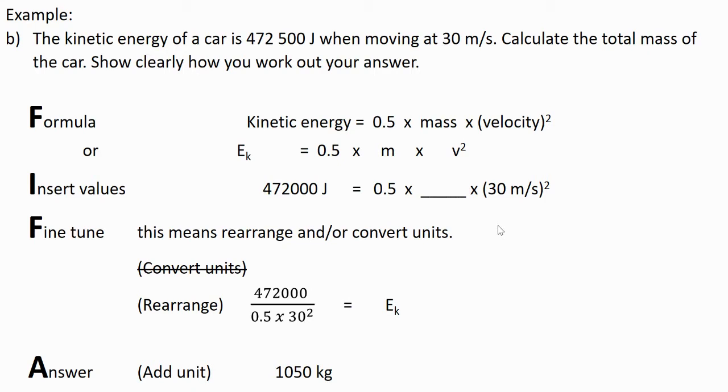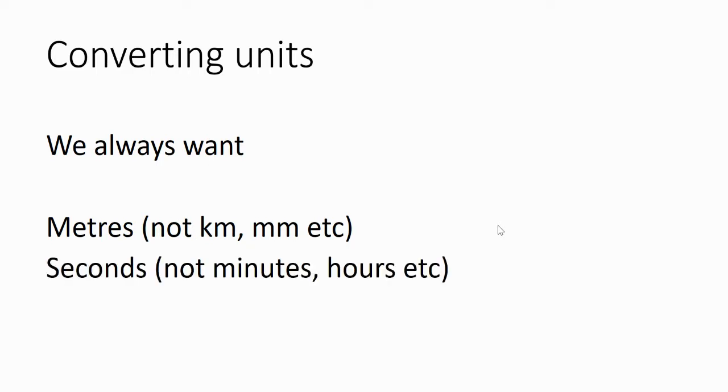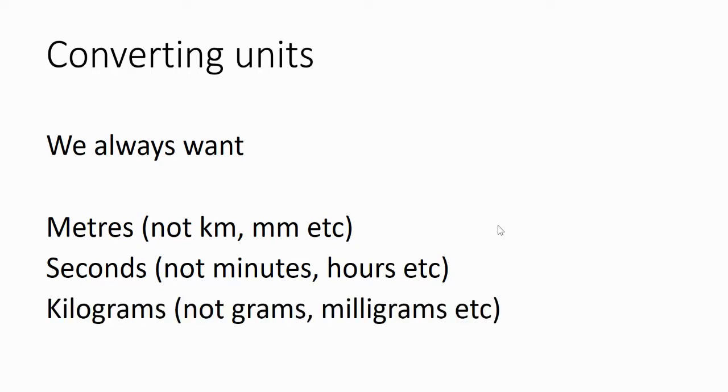So super easy. So when I say converting units, what do I mean? Just quickly go over a couple of examples. We always want in our questions meters, we don't want kilometers, we don't want millimeters, we just want meters. We always want seconds, we don't want minutes, we don't want hours. And we always want kilograms, we don't want grams or milligrams. So if you ever see anything else, you need to convert them into just meters, seconds, and kilograms. So how do we do that?